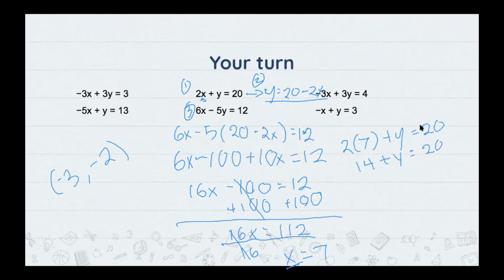Now what do we do? How do we get y alone? Yes, we subtract 14. Now 20 take away 14 will equal 6. And again, put it in coordinate point form. And that is our answer: 7, 6.